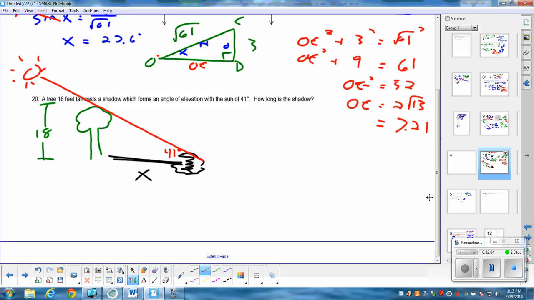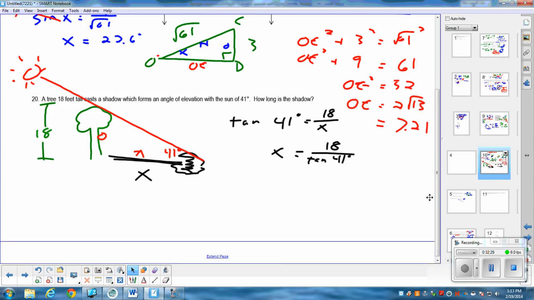In this triangle from the 41, we know the opposite. We want to know the adjacent, which means we are looking at tangent. So tangent of 41 degrees equals the opposite, which is 18, over the adjacent, which is the shadow, x. Flip along the diagonal. Get 18 divided by the tangent of 41 degrees, which my calculator tells me is 20.71 feet, rounded to the nearest 100th foot.